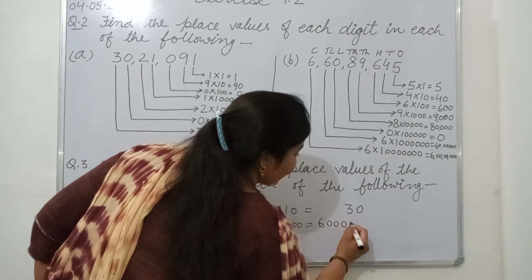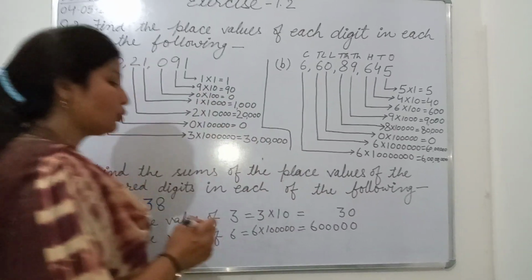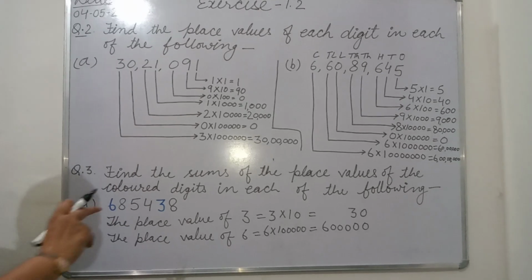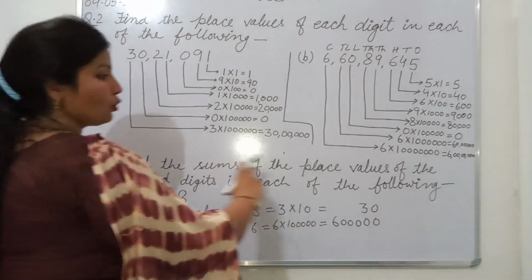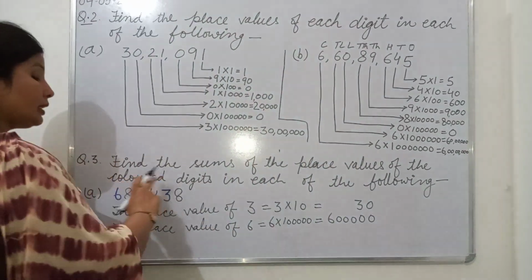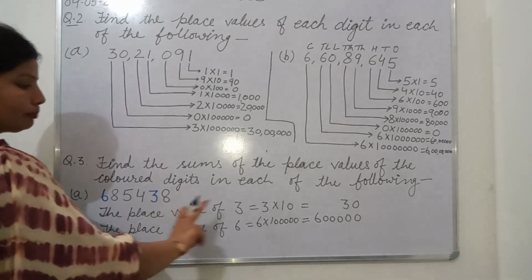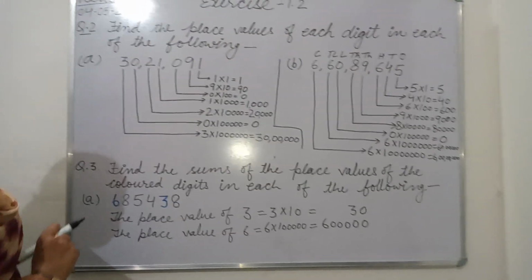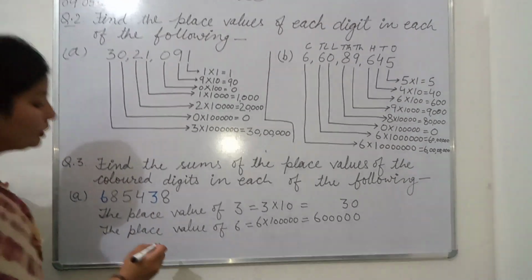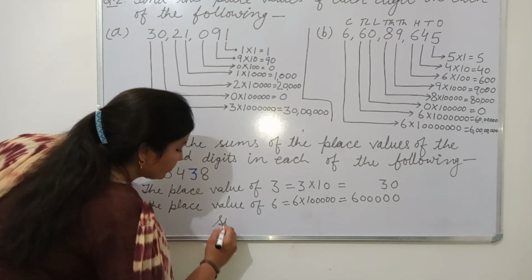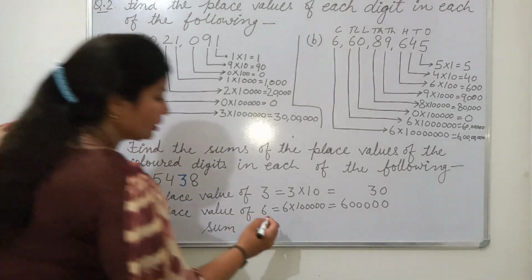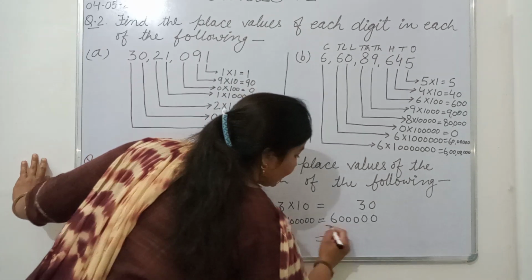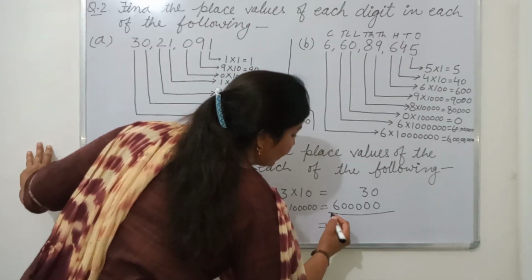So we can write them like this, one above the other, because we have to find their sum also. It is given: find the sum of place values of the colored digit. Means firstly you have to find their place values, and then you have to find their sum. So now the sum. For the sum we will do addition. So we will add them.